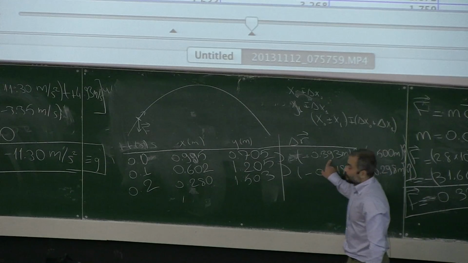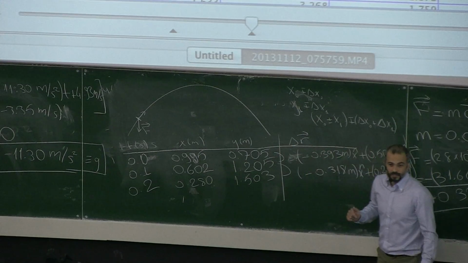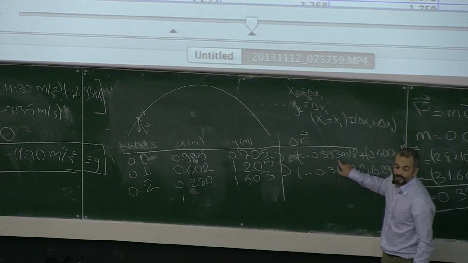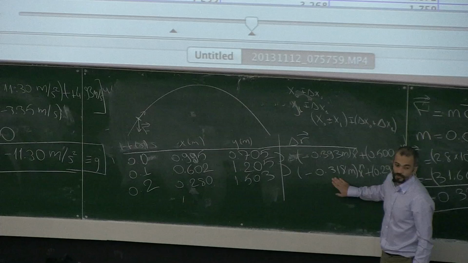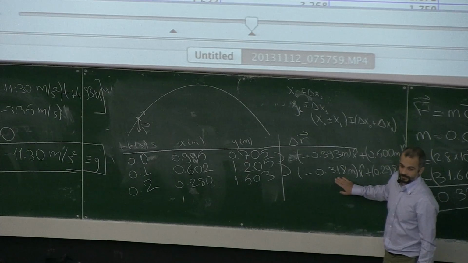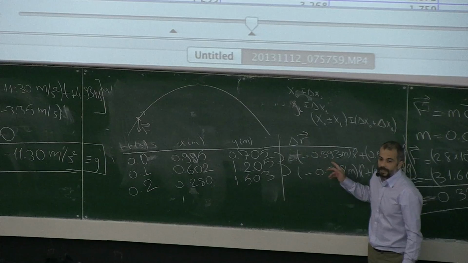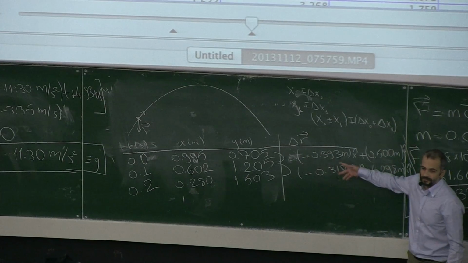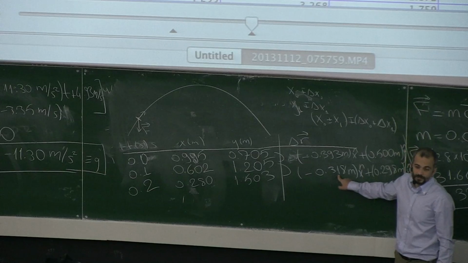They always add to your final error in your measurement. So this number, which we obtained by subtracting two numbers that had an error bar of 2.5 centimeters, has an error bar of 5 centimeters. This number also has an error bar of 5 centimeters. So the difference of these two numbers, which should be 0, has an error bar of 10 centimeters. Well, the difference of these two numbers is 8 centimeters.